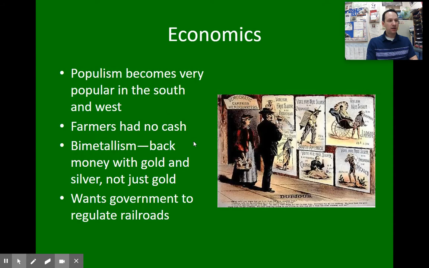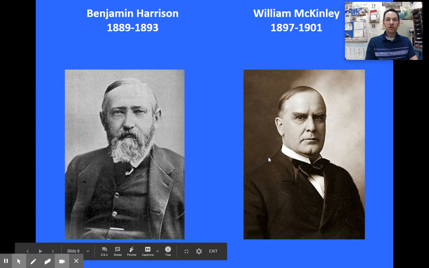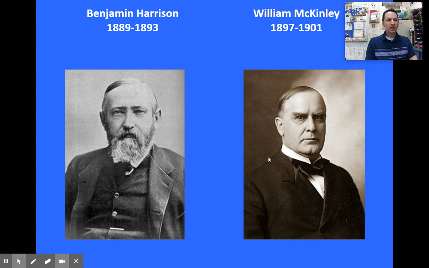William McKinley, here he's pictured right here, is the governor of Ohio. He's actually born in Niles, Ohio. He was raised in Canton, but he is running against Bryan in 1896. William McKinley's candidacy also changes American politics going forward.